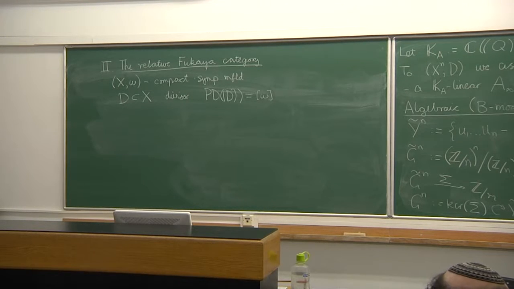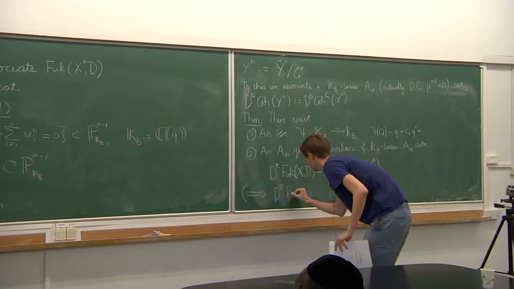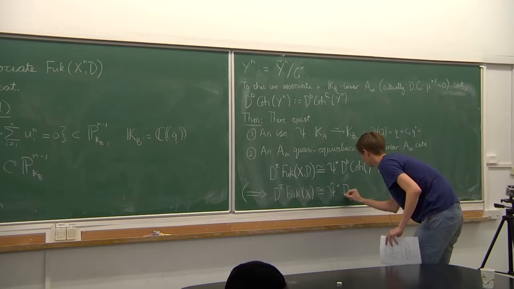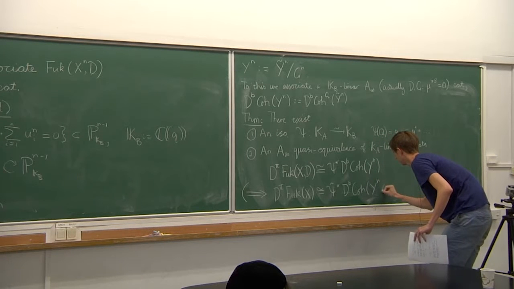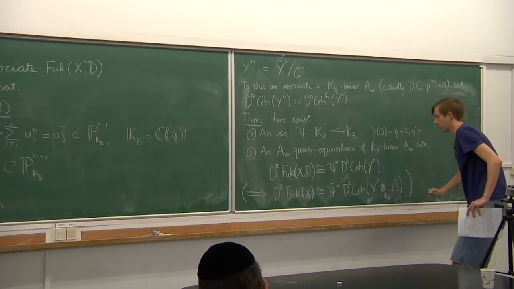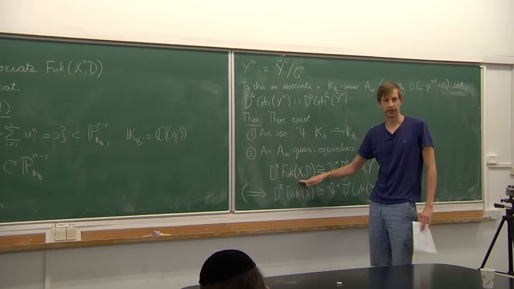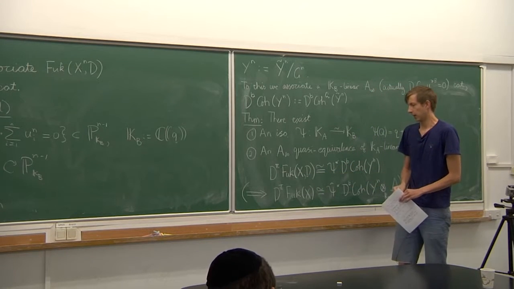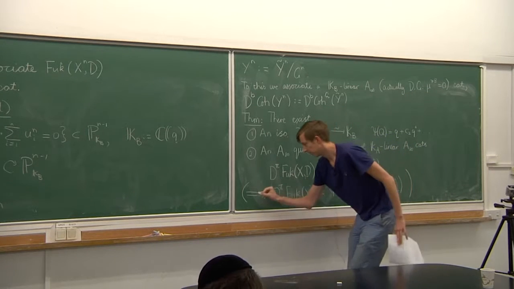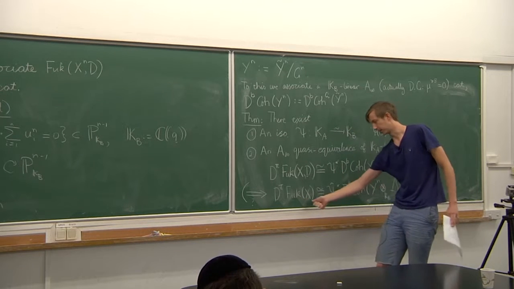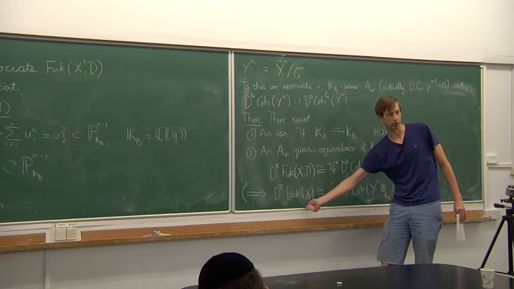Maybe I should say that this relative Fukaya category I'm going to talk about is very good for computing, has very nice properties, but this category really does depend on the choice of divisor. This is something that's not completely proven, but this statement should imply that a similar statement for the absolute Fukaya category of the symplectic manifold X_n.